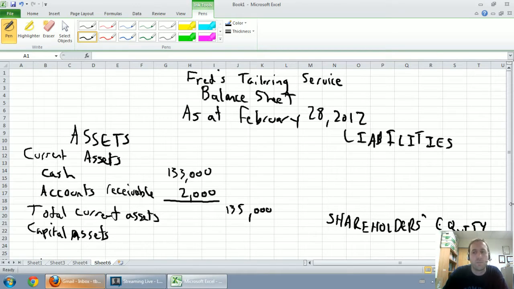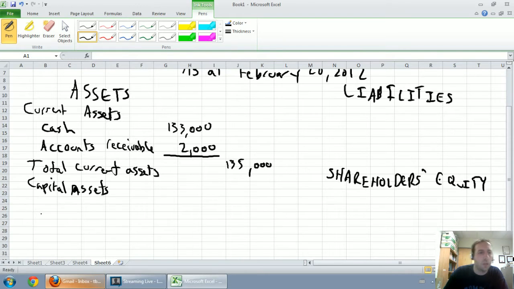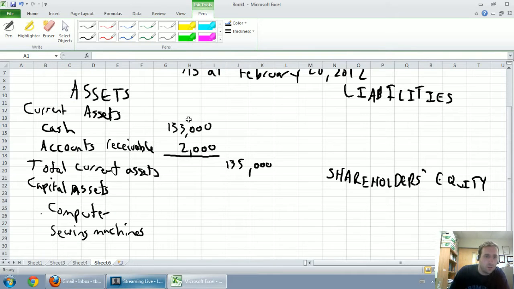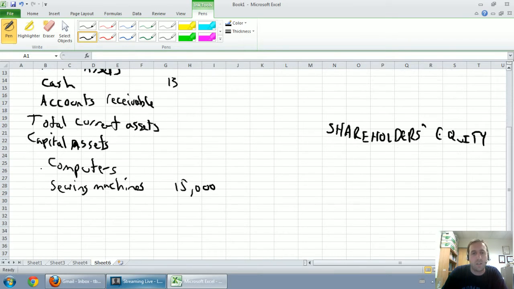And first is our computer, and next is going to be our sewing machine. So our computer was worth 4,000 and our sewing machine's 15. Oops, that was computers with an S too. You always want to be consistent with what's given in the question. So our computers were 4 and our sewing machines 15. 4 plus 15 is 19. And that's our total capital assets.